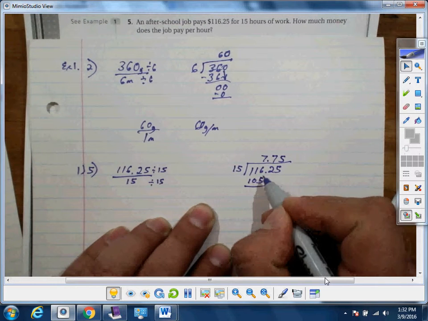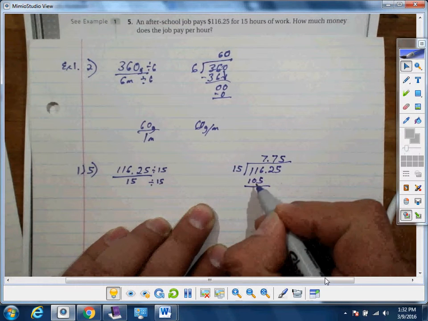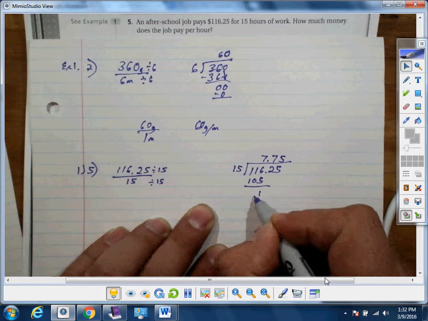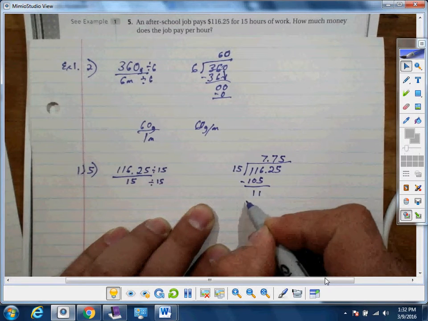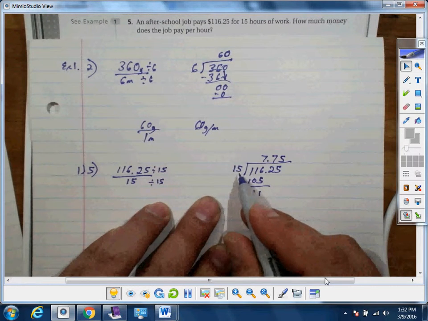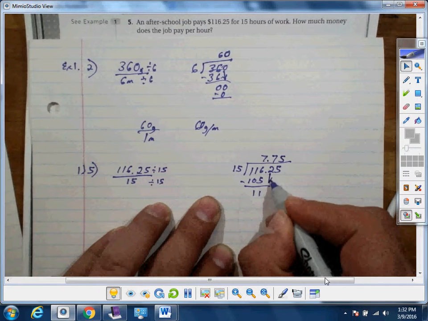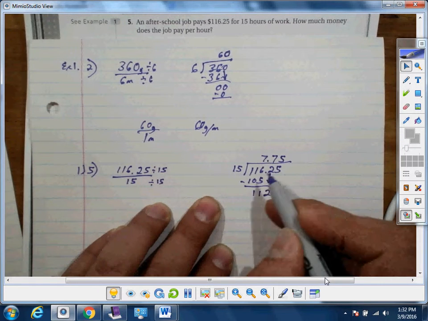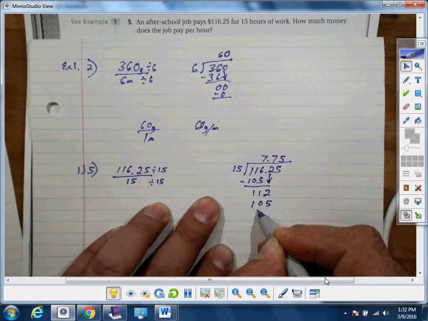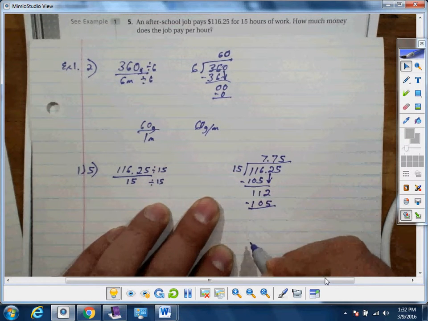If I subtract 105 from 116, 5 from 6 is 1, 0 from 1 is 1, and 1 from 1 is nothing. So I'm left with 11. That number is smaller than 15, so I did it right. Now I bring down my 2. Now I know that 15 goes in 7 times again because it's only 105. So then I subtract again.